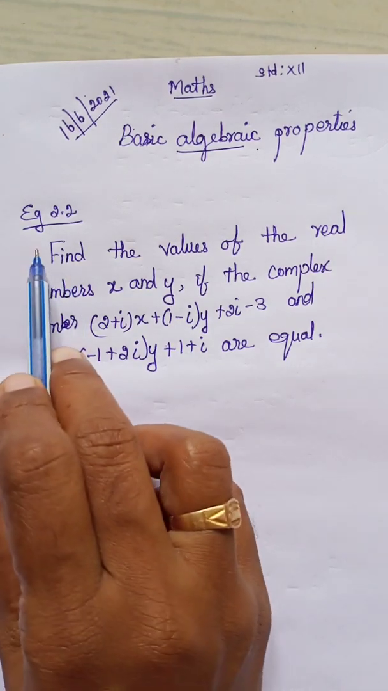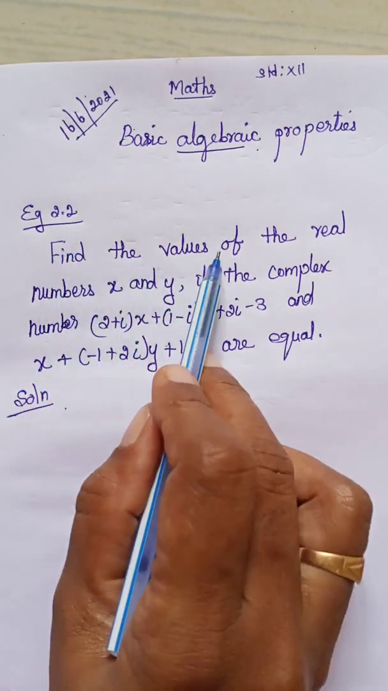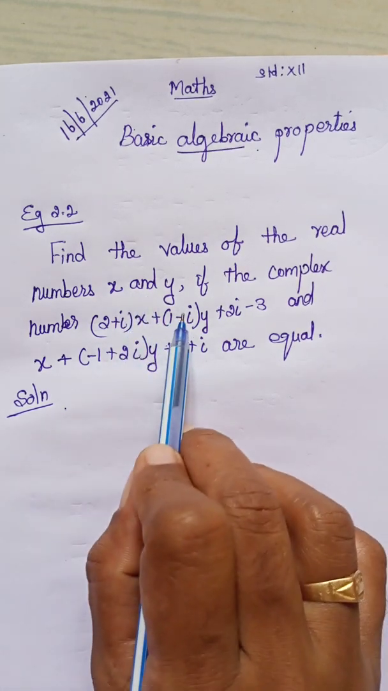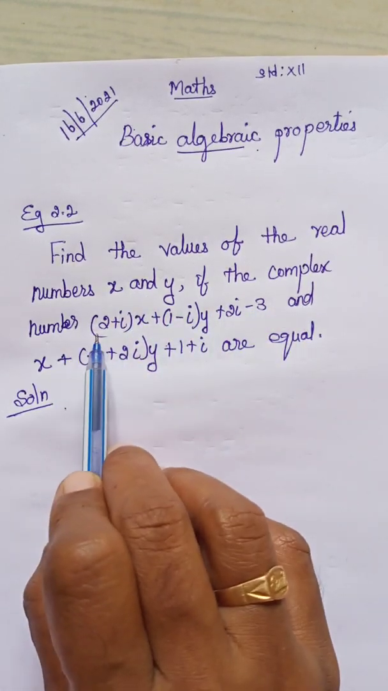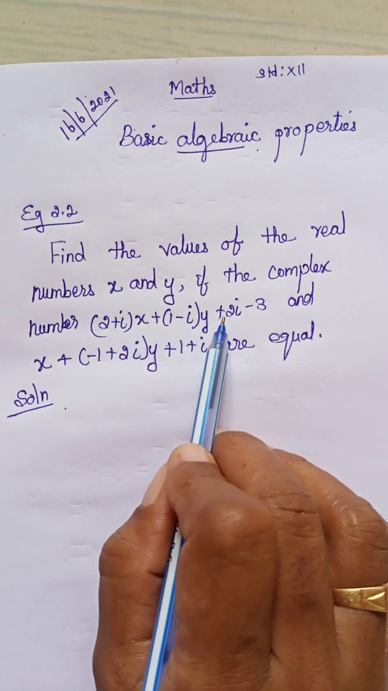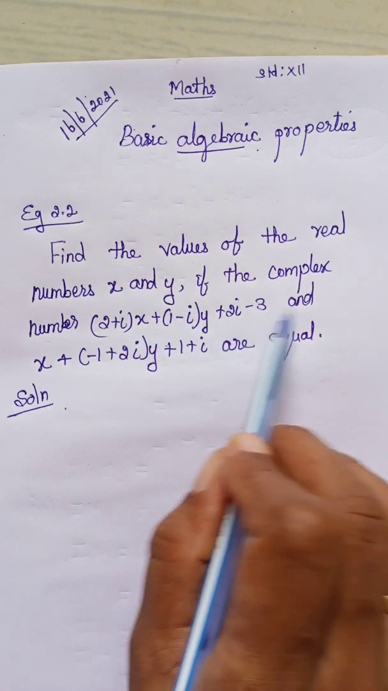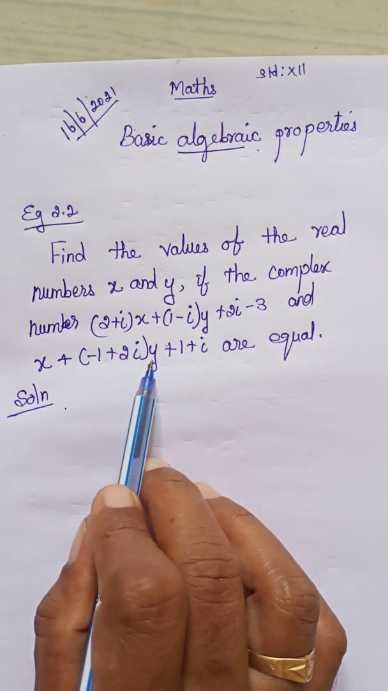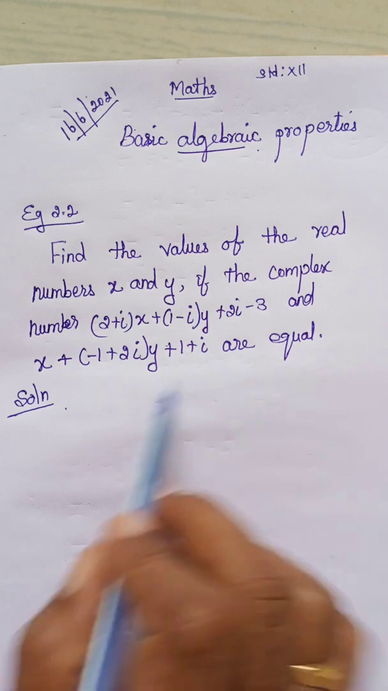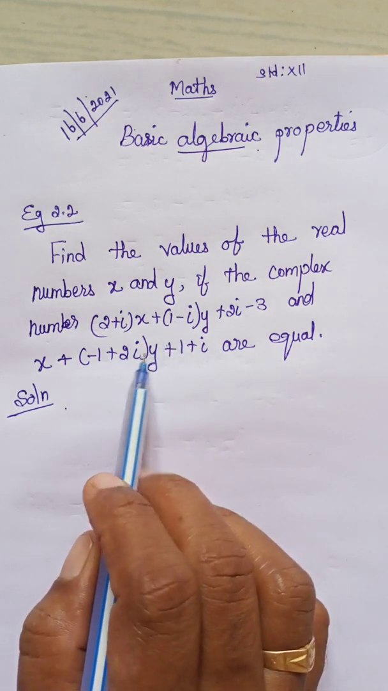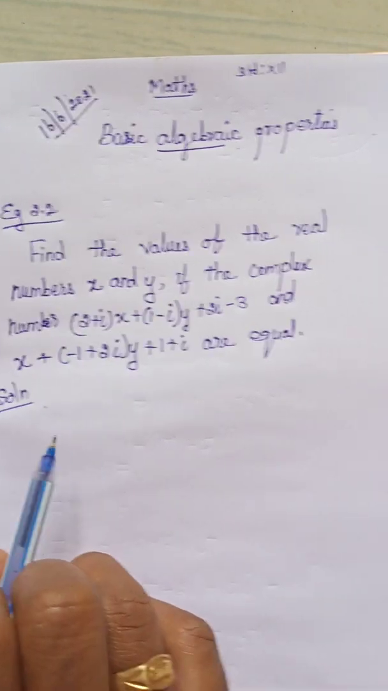See here, example 2.2. Find the values of the real numbers x and y if the complex numbers (2 + i)x + (1 − i)y + 2i − 3 and x + (−1 + 2i)y + (1 + i) are equal. Two complex numbers they have given that they are equal. We need to find out x and y.